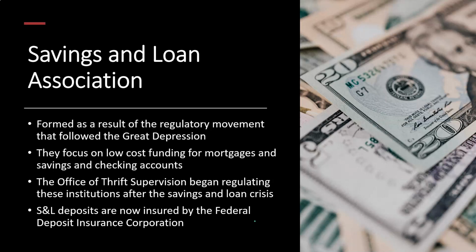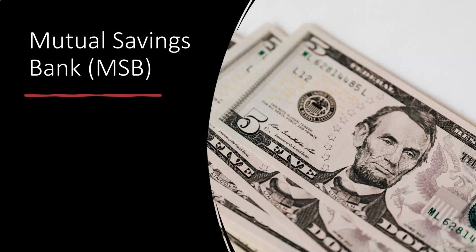And then we have the Federal Deposit Insurance, which is something you want to look into when you're thinking about your money. If you're parking your money in, say, a checking account, you want to see if they're FDIC insured, to make sure you have that safeguard for the money you're holding in a particular institution. We then have the Mutual Savings Bank, the MSB.